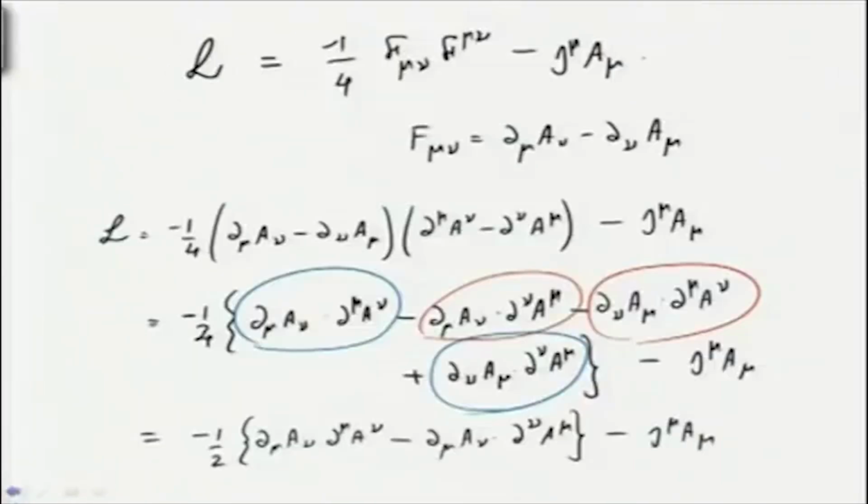Now, let me take the derivative of the Lagrangian with respect to dou alpha A beta. I have taken alpha beta in order not to confuse with the mu's there in the Lagrangian. Okay. Let me take the first term here.